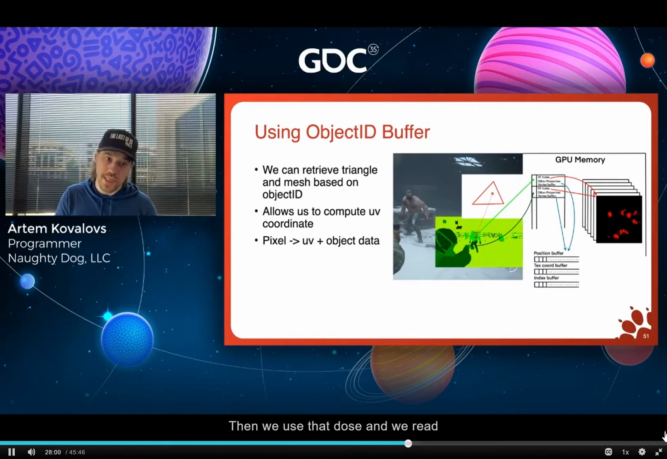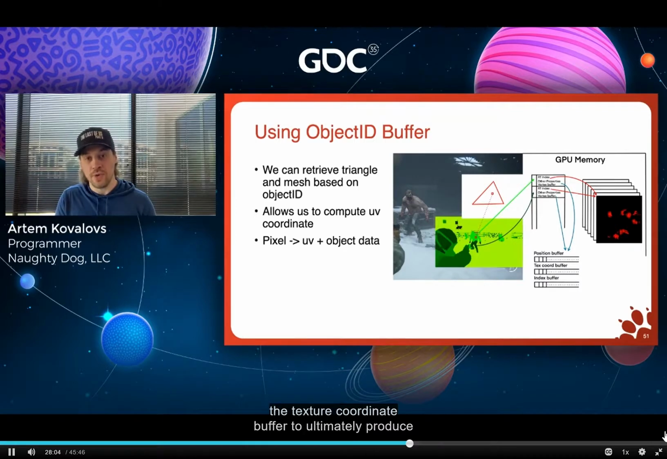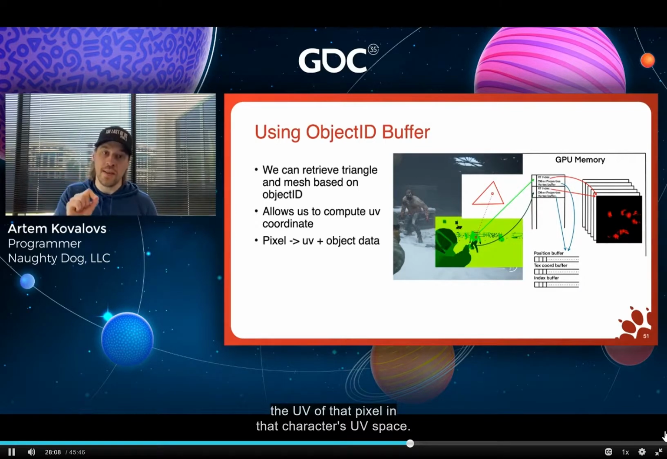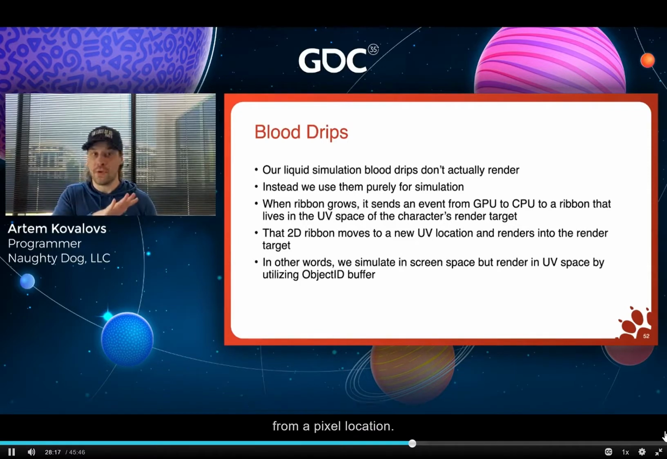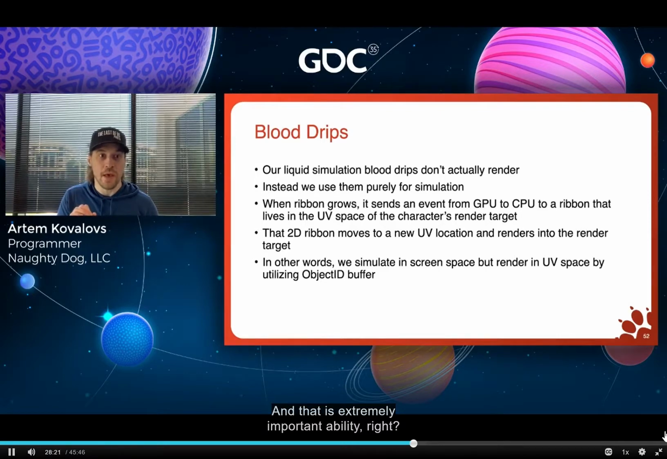Then we use those and we read the texture coordinate buffer to ultimately produce the UV of that pixel in that character's UV space, which is great. That allows us to then know the UV location from a pixel location, and that is an extremely important ability, right?